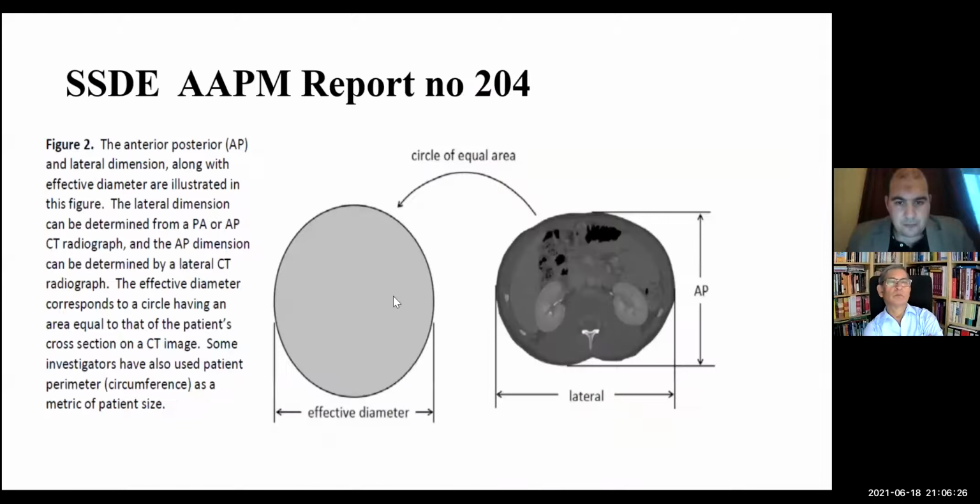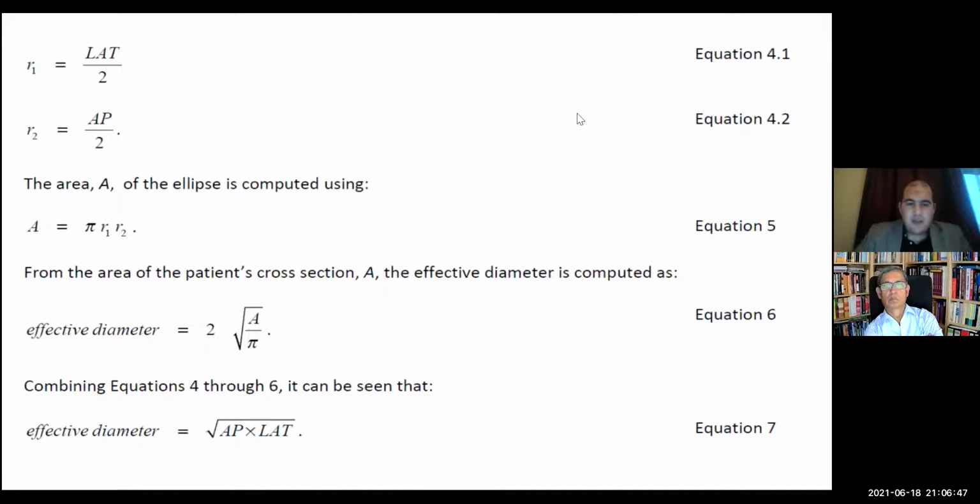So now, to understand the principle of this, here this is our patient. We will simulate this patient like a circle. If we get the anterior posterior diameter, this diameter, and the lateral diameter, after that we can get what's called the effective diameter. From this equation, you will get the effective diameter, the square root of the AP dimension times the lateral dimension.